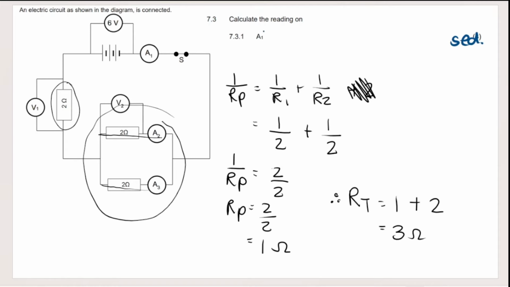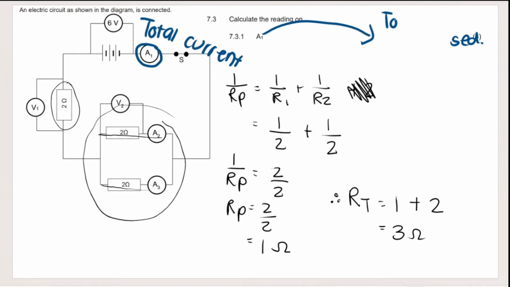Calculate the reading on A1. Okay, now when they ask for a reading on A1, that's an ammeter. Ammeters measure current. So you need to look where A1 is. Just be careful that it's not in a branch. But A1 is over here. So A1 is going to measure total current. And it's very important to remember that when I want to determine total current, I need total voltage.